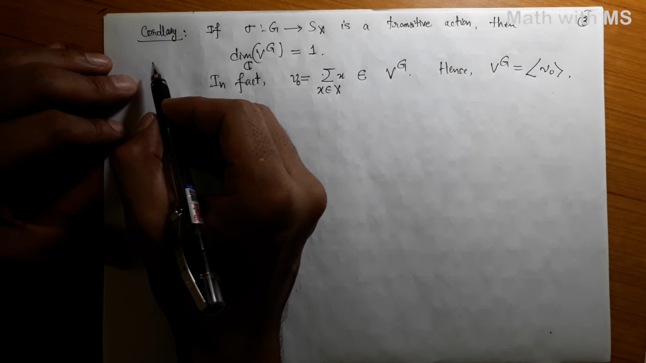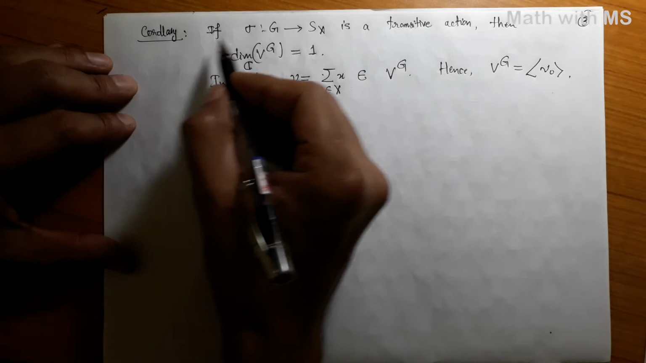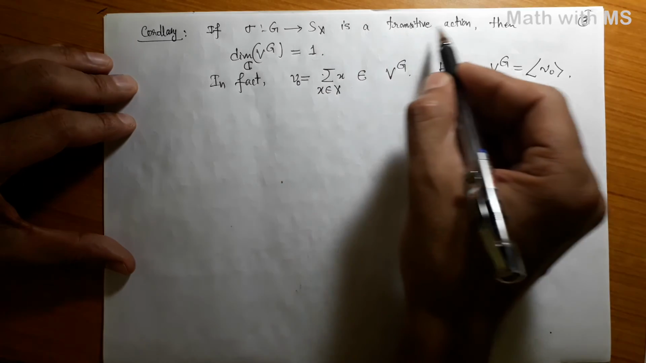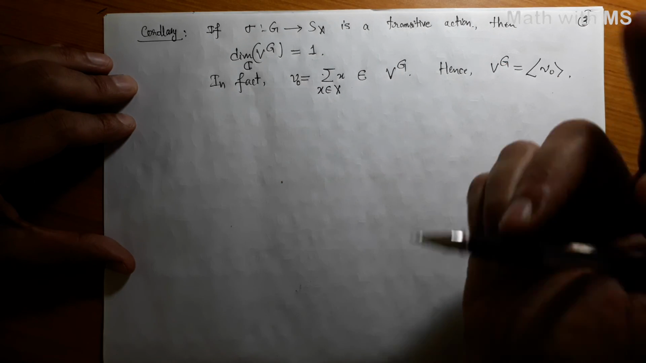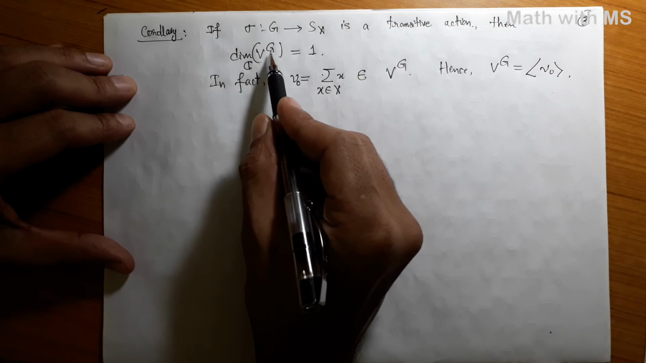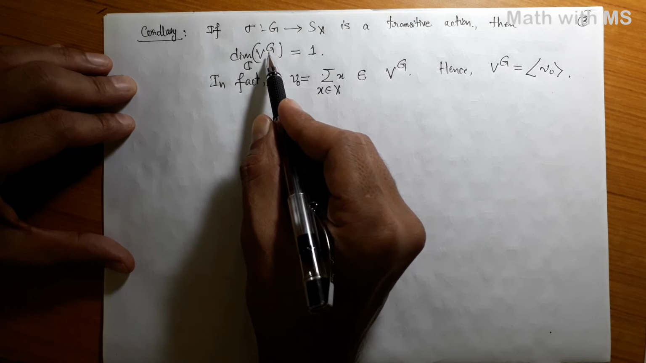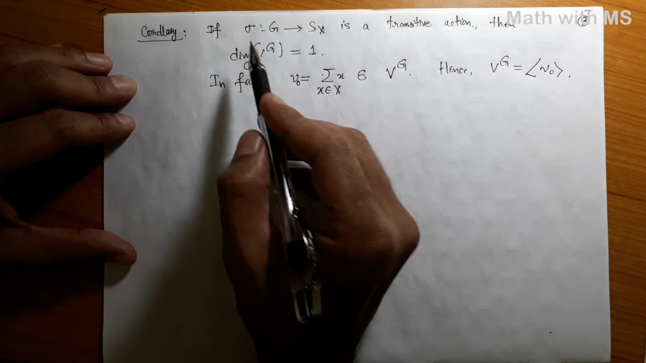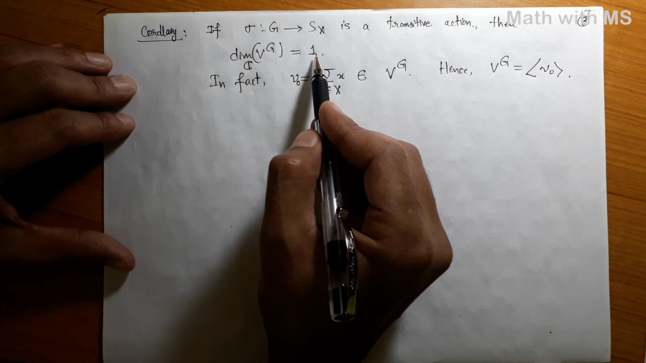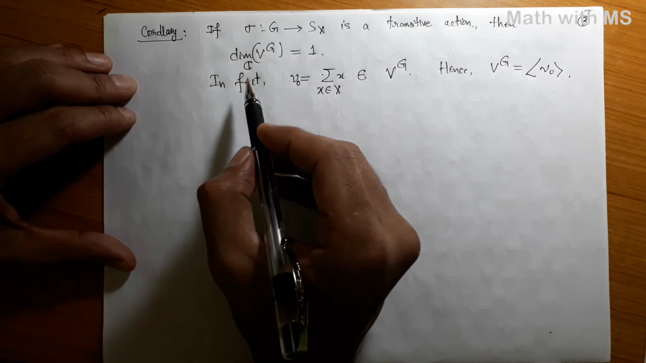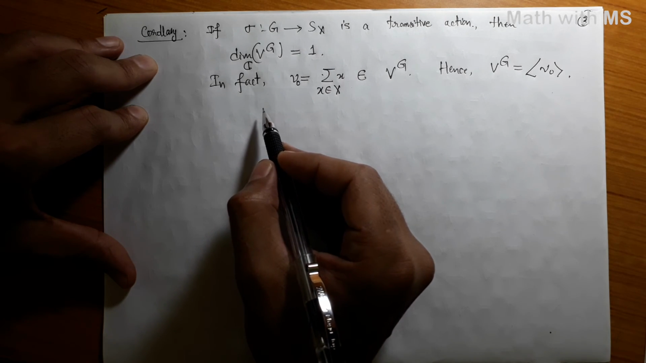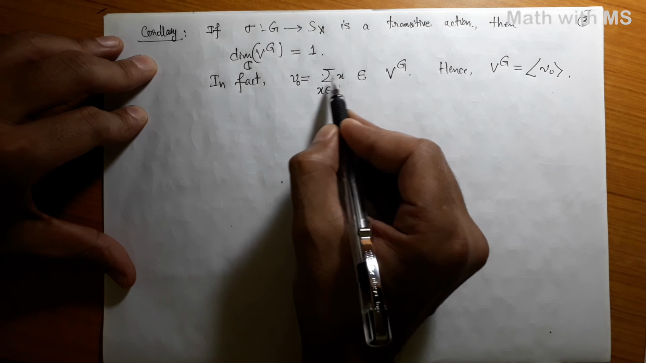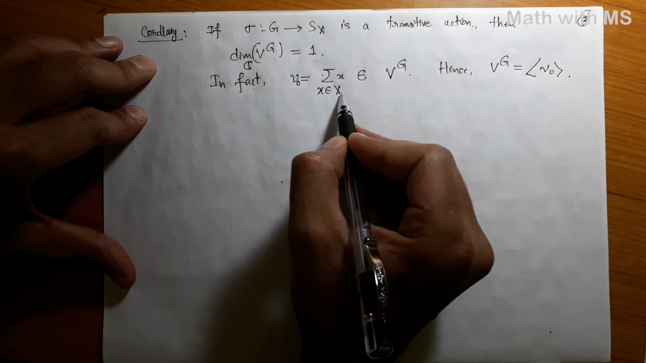Let's write a consequence of the preceding proposition. If sigma from G to S_X is a transitive action, that is, the action has only one orbit, then the dimension of the fixed space of the permutation representation associated to sigma is precisely 1. In fact, we know a non-zero vector which is fixed by the permutation representation, namely take v0 to be the summation of x, where x is in X.